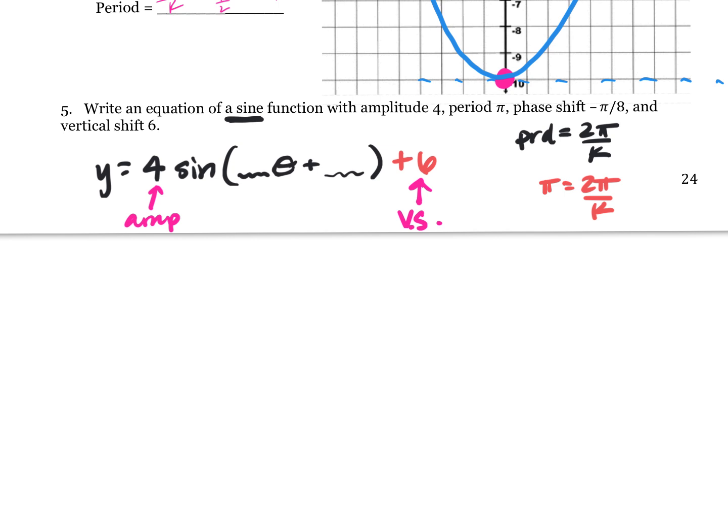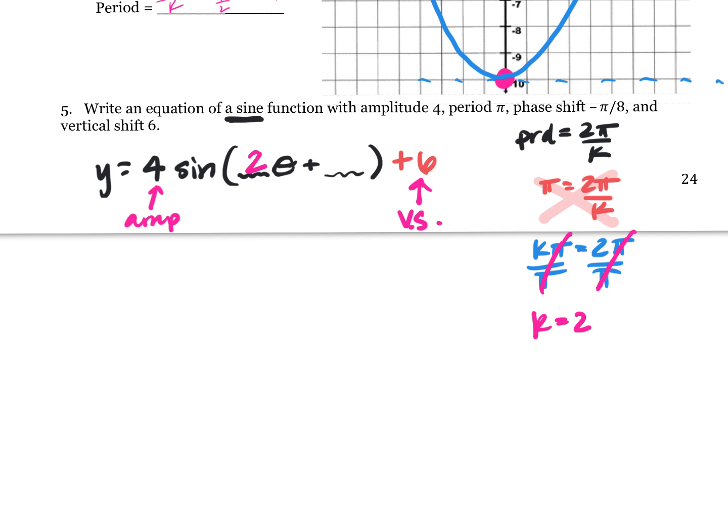What's K going to need to be? 2. Isn't it going to be actually 2? Because wouldn't it be K pi equals 2 pi? No, I read the amplitude backwards. Oh, silly goose. Yeah, so it would be a 2 theta. My K would be 2, so it would be a 2 theta.